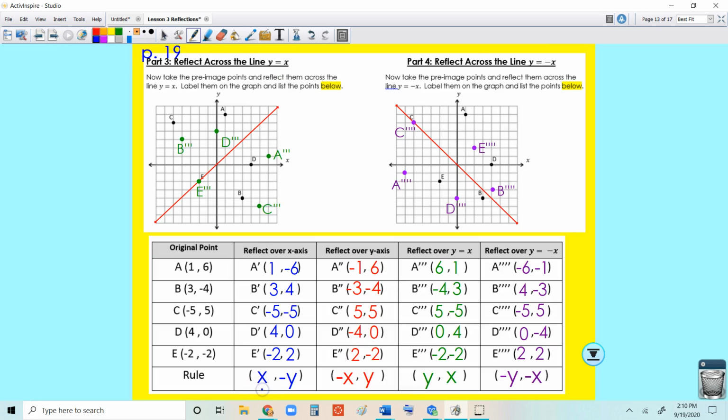So our rule here, if it reflected over the x-axis, x comma y changed to x comma negative y. The x stayed the same, but the y became opposite. When we reflect over the y-axis, the y stayed the same and the x became opposite. When we reflect over the line y equals x, what happened? Yeah, x and y switched places. So the x became the y and the y became the x. And when we reflect over the line y equals negative x, not only do x and y switch places, but they become opposites. All right, these are rules that will always be true when we're dealing with reflections.